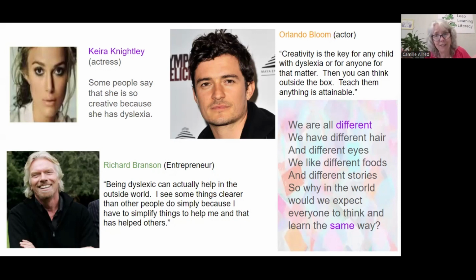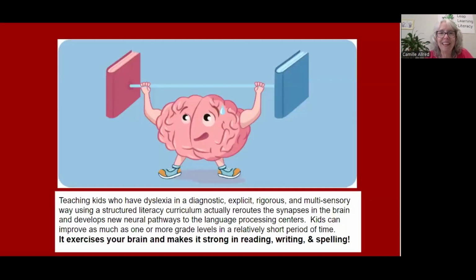We are all different. We have different hair, different eyes, we like different foods and different stories. So why in the world would we expect everyone to think and learn the same way? I like to say that if children can't learn the way we teach, then we need to teach the way they learn. And I'm not the original person who said that.